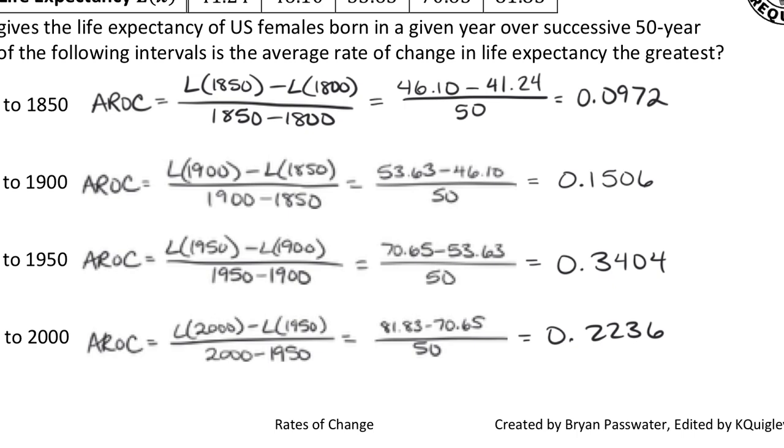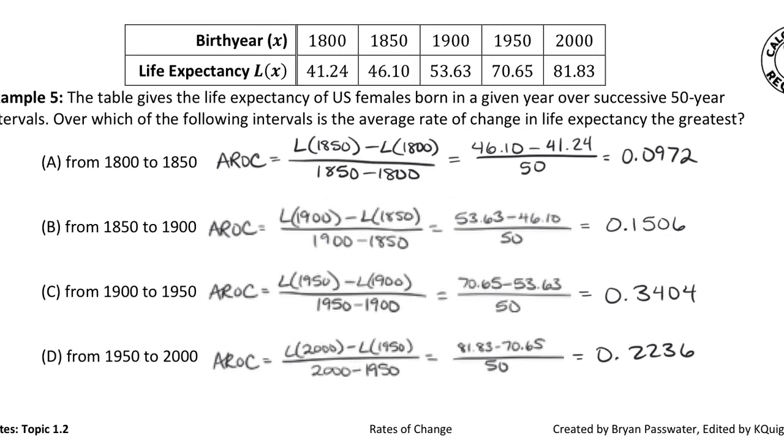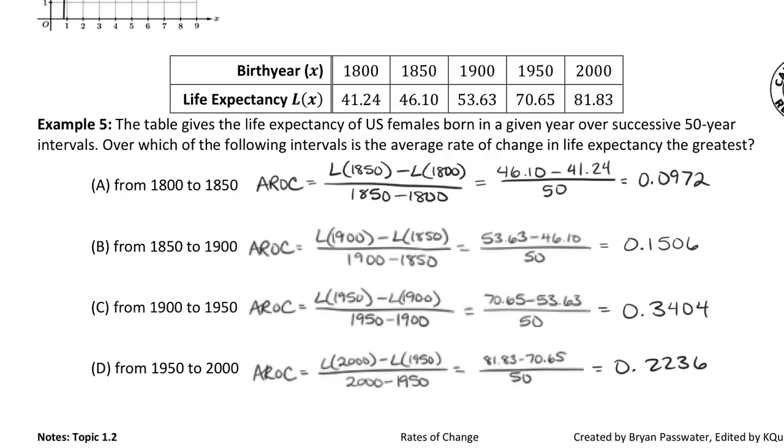Don't worry, don't stress. But if these are the average rates of change that we find for each of these intervals of years, the question again, remember, is which interval is the average rate of change in life expectancy the greatest? Greatest. Which one of those numbers is greatest? A, B, C, or D? C. C is the correct answer.